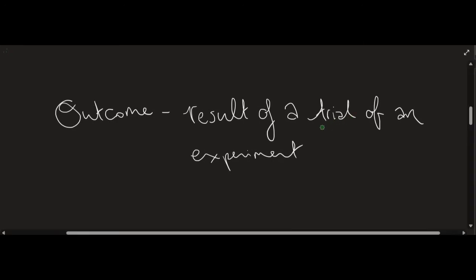So an outcome here in probability is a result of a trial of an experiment. And what an experiment here means is it's a repeatable procedure, a repeatable method where no matter how many times you run it, it's going to have the same well-defined set of possible results. And then a trial is like an individual run-through of the experiment. It's like an individual go of it, or you could say an instance of the experiment. So let's have a look at a basic experiment.